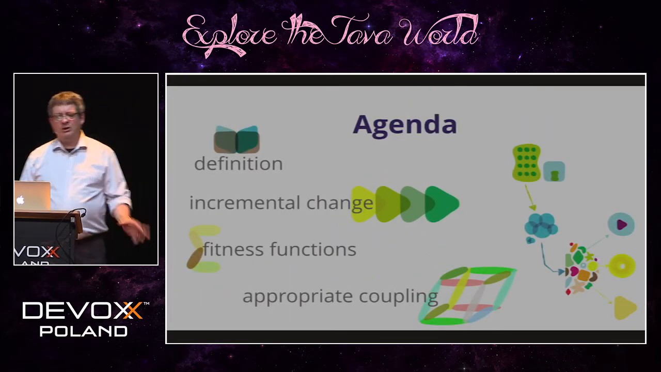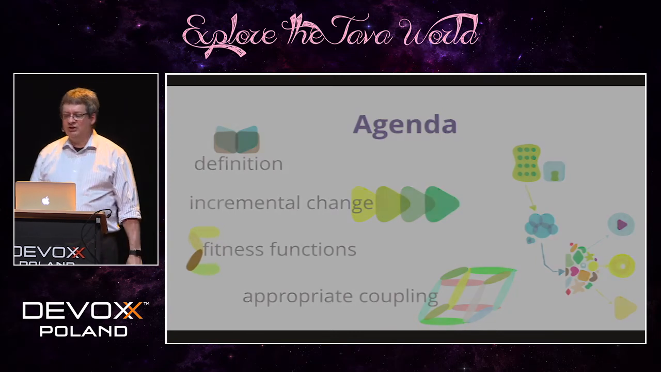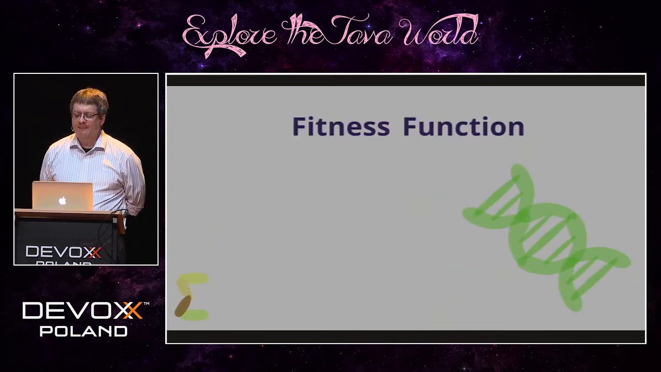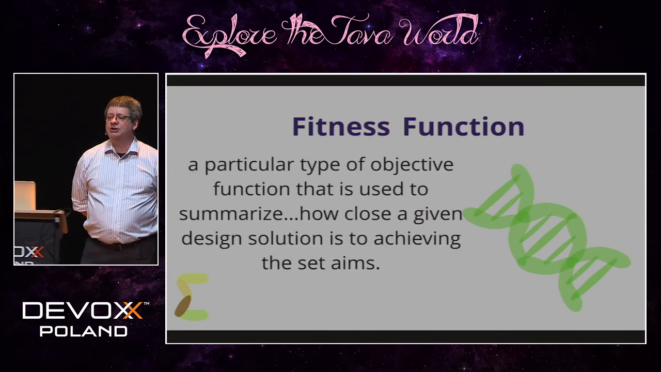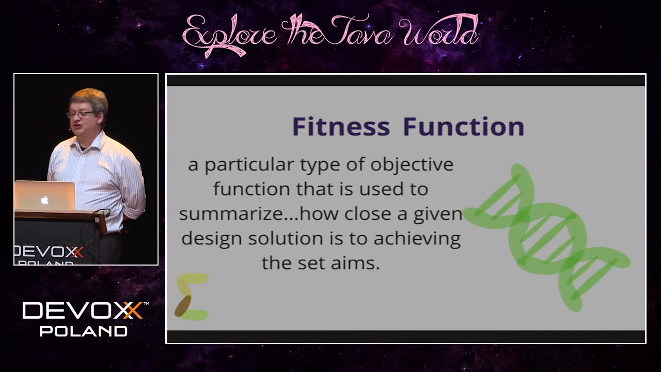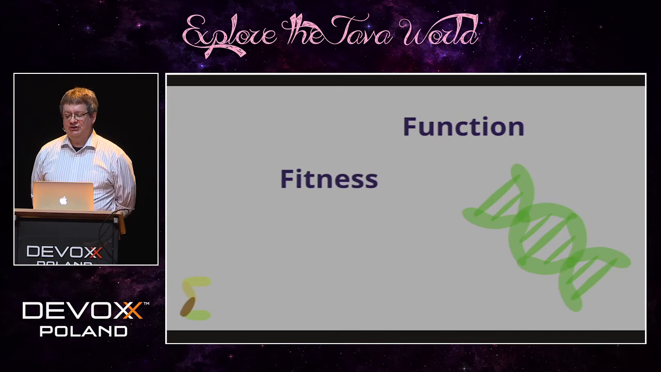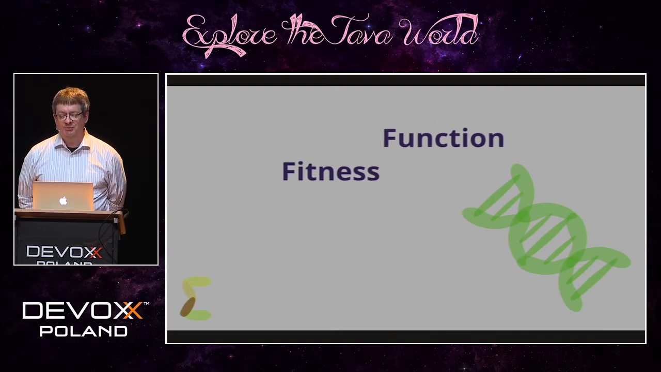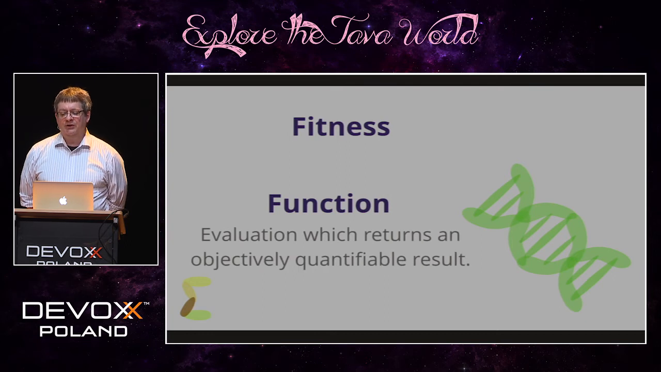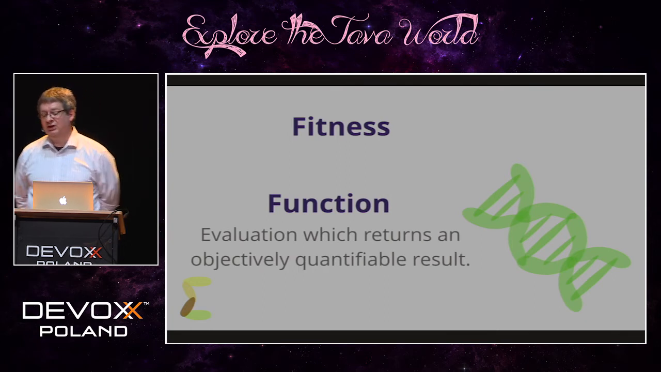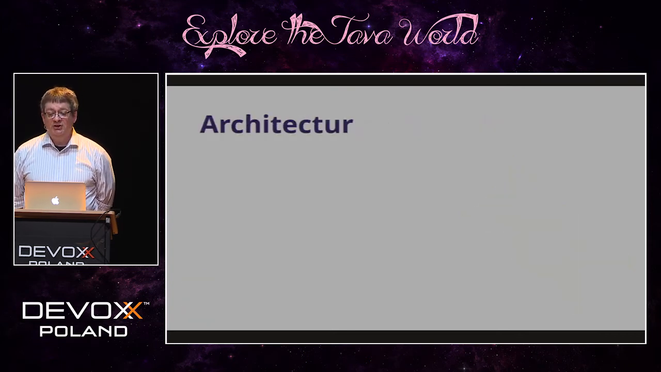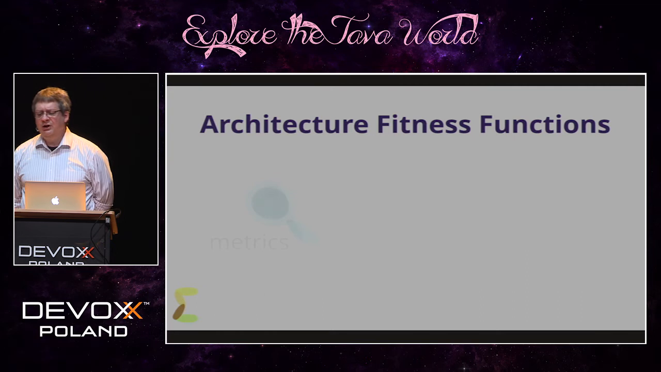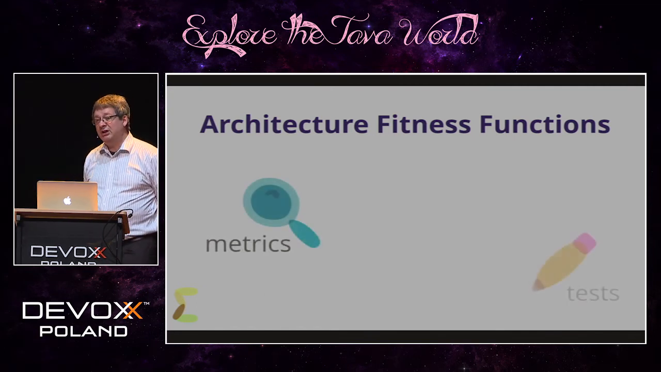So those are all parts about appropriate coupling at the architectural level. Let's talk about fitness functions. I mentioned this before. This is an objective function that's used to summarize how close a design decision is to achieving its set aims. Fitness here is assessing suitability to task along some sort of spectrum. And a function here is something that returns a quantifiable result, an objectively quantifiable result. So what we're using fitness functions for here is kind of the guide rails for our architecture. And as I mentioned before, these may be things like metrics, they may be things like tests. They're all things that evaluate to some sort of objective answer.